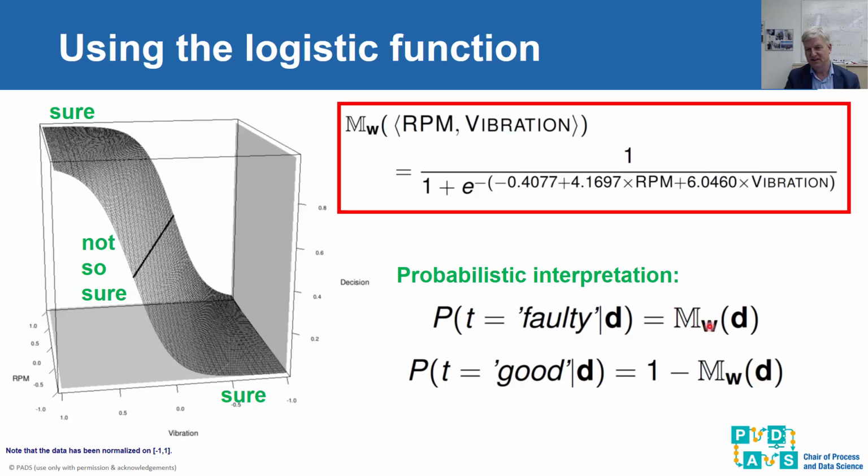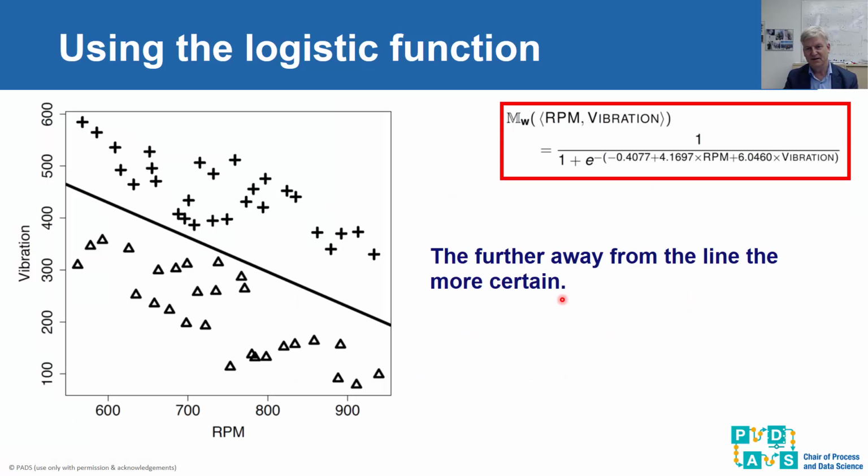And so if this prediction is equal to 1, we are very sure it is faulty. And if we are very sure it's faulty, we are also sure that it is not good. If this is a value close to 0.5, then we do not know, because we are very close to the boundary that we use to separate into faulty and good. So the further away from the line, the more certain we are, in either direction.